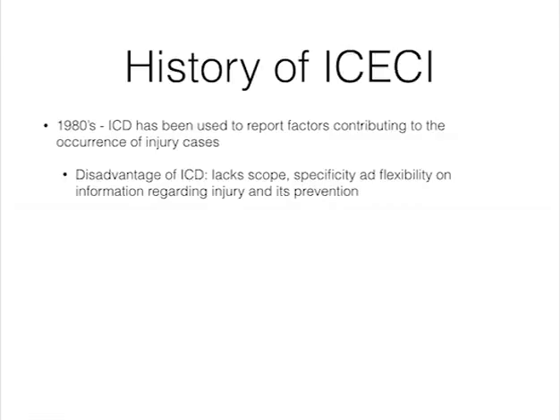During the second half of the 20th century, statistical information about factors contributing to the occurrence of injury cases was often recorded using the external causes classification of ICD. Injury research and prevention experts have argued that the ICD classification lacked the scope, specificity, and flexibility needed to inform many injury prevention and control activities adequately.